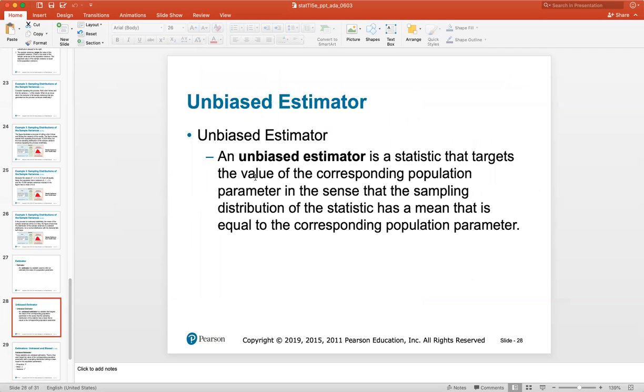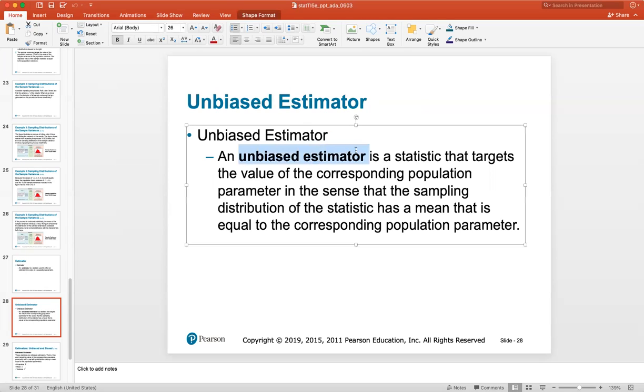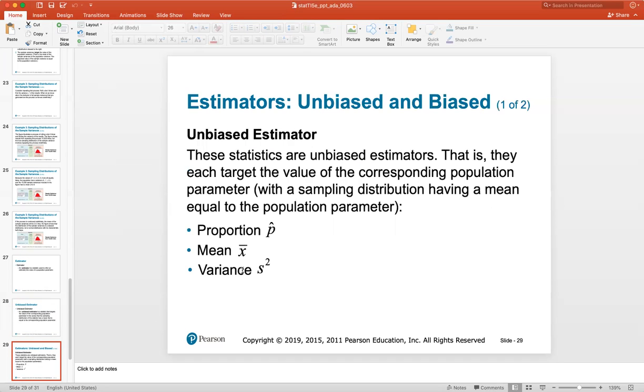Okay, now unbiased estimator. There are two types of estimator: unbiased and biased. An unbiased estimator is a statistic that targets the value of the corresponding population parameter, in the sense that the sampling distribution of the statistic has a mean equal to the corresponding population parameter. Simply saying, an unbiased estimator is a good estimator which targets the value of the corresponding population parameter. What is a biased estimator?